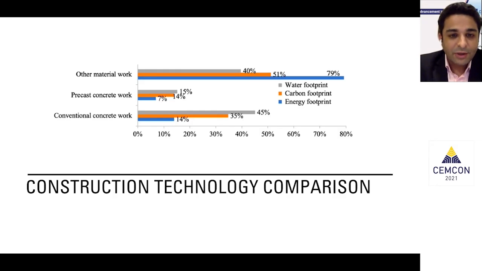If I had to sum up this entire presentation in one chart, it would be this. The precast concrete shows to be the least carbon footprint, the least water footprint, and energy consumption footprint. So this automatically makes us realize that we can extend our output with less input.